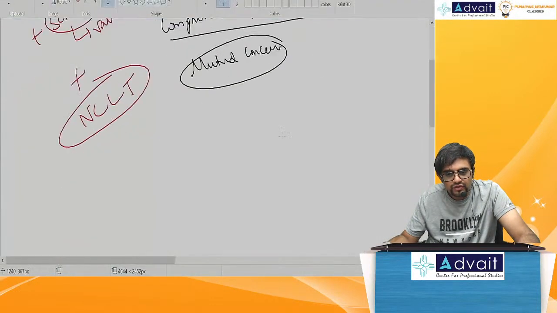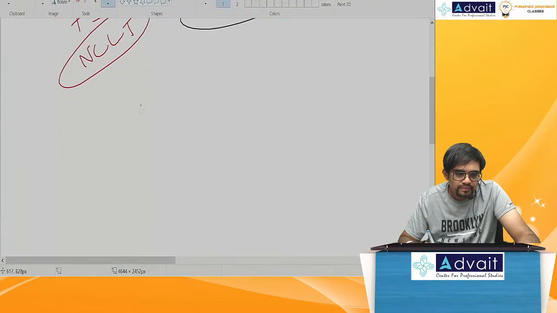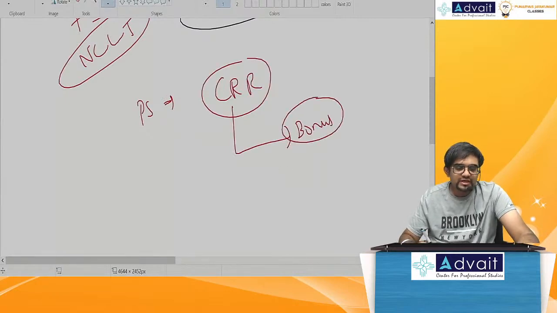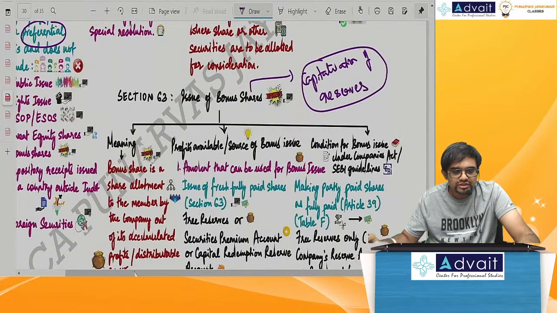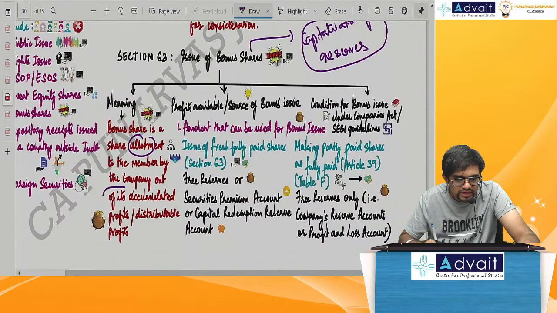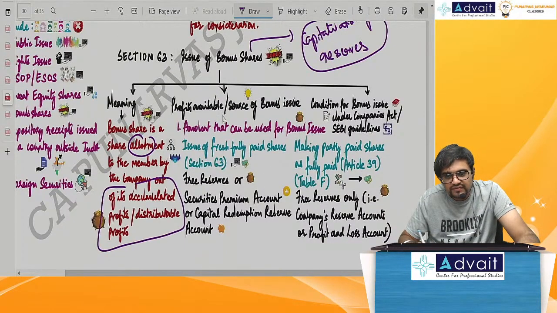I remember I told you when you issue the preference shares, you have to create something called CRR. This CRR can be used to pay bonus. Apart from that, what are the other sources from which you can pay the bonus is what this section talks about. Bonus share is a share allotment to the members out of accumulated profits or distributable profits. Profits available, sources of bonus issue, very simple.